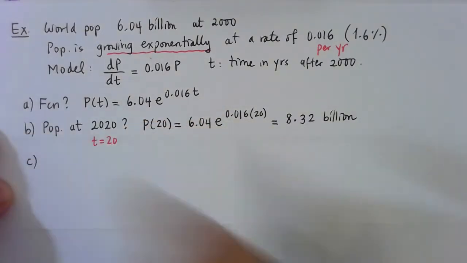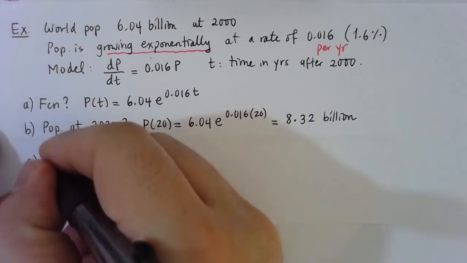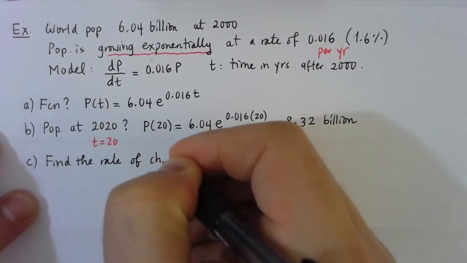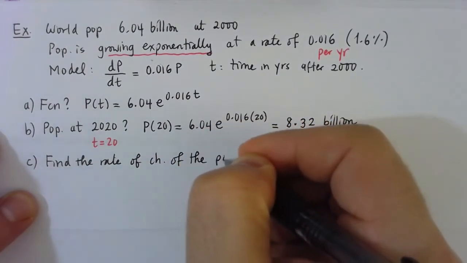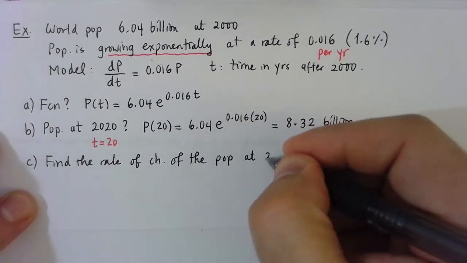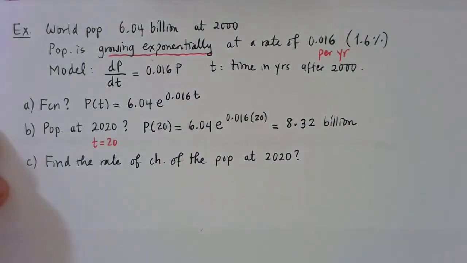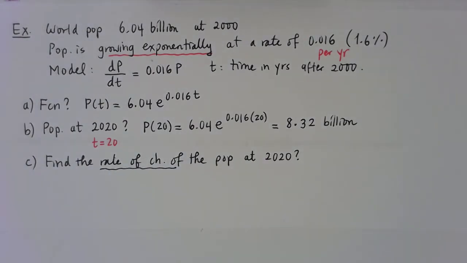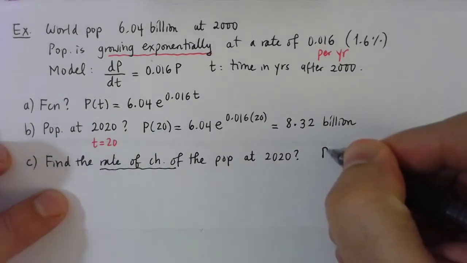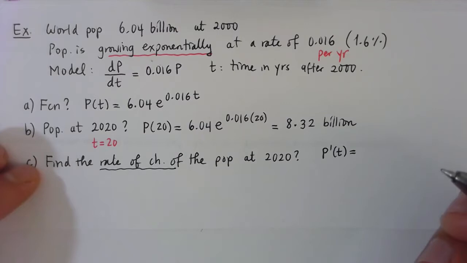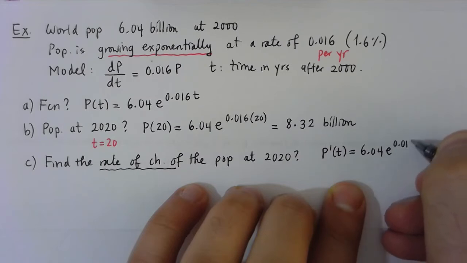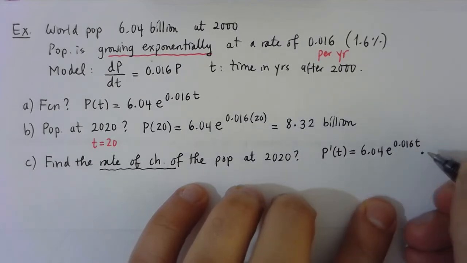And part C, one more question. It says find the rate of change of the population at 2020. So here you see when it says rate of change of the population, you need to find the derivative. So we take a look at p prime of t. It's clear. You just take the derivative 6.04 e to the power 0.016 times t from chain rule, multiplied by the derivative of the top, which is 0.016.